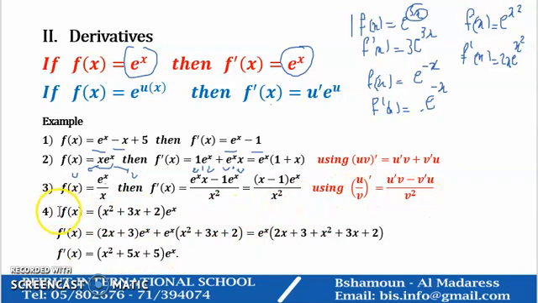What about f of x equal (x squared plus 3x plus 2) e^x? Also, this has the form of u times v. This factor is u and this factor is v. U prime is 2x plus 3 times e^x, plus v prime, which is also e^x, times (x squared plus 3x plus 2). By simplification, we obtain f prime of x equal (x squared plus 5x plus 5) e^x.